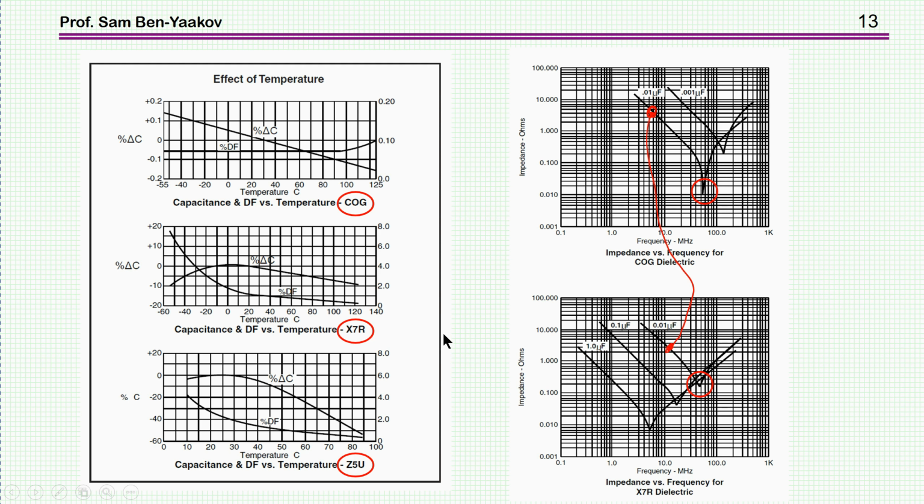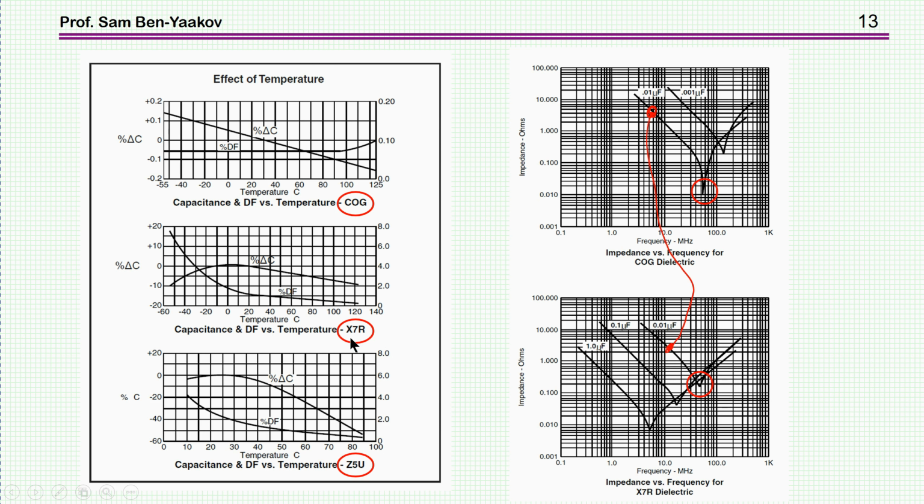Here is another view of these three groups. This is class 1, class 2, and class 3. These are representative: COG, X7R, and Z5U. And here you see what is really happening. This is the change of capacitance as a function of temperature. And you see that, well, there is a drop here, but look at the scale. This is percent, so this is like 0.15% between minus 55 and 125. So it's very, very stable.